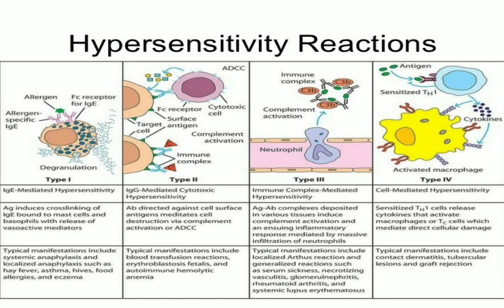So in type 1 it is T helper 2 cells, interleukin 4 and IgE immunoglobulin. In type 4 it is T helper 1 cells which then form delayed type hypersensitivity cells, and here you cannot find antibodies. In type 2 and type 3 you can see the complements are involved, and also the autoimmune diseases usually come in type 2 and type 3 hypersensitivity reactions.